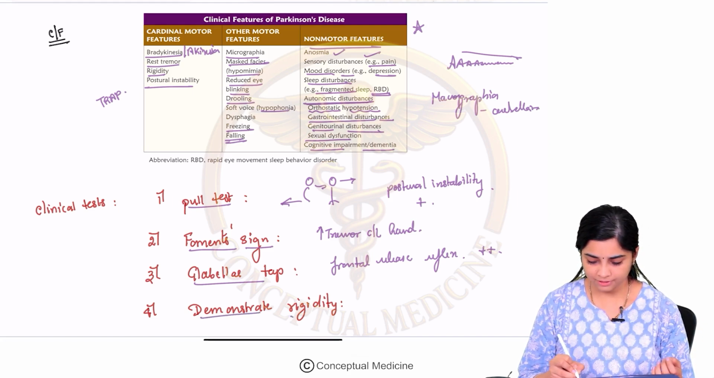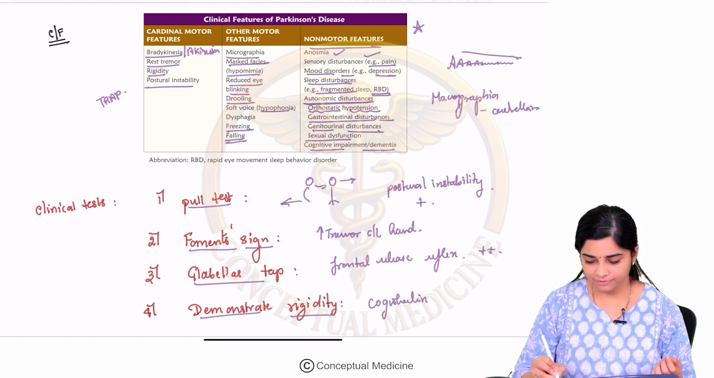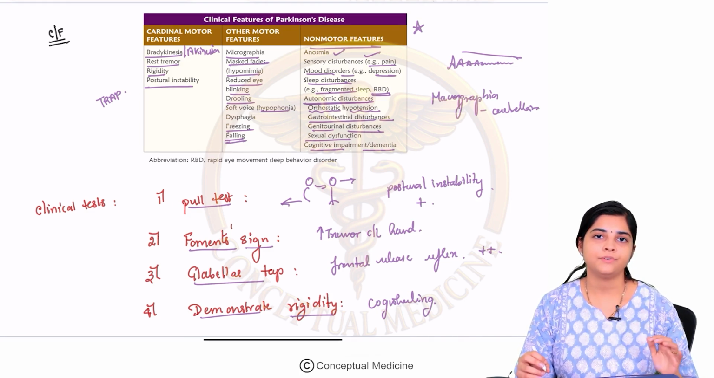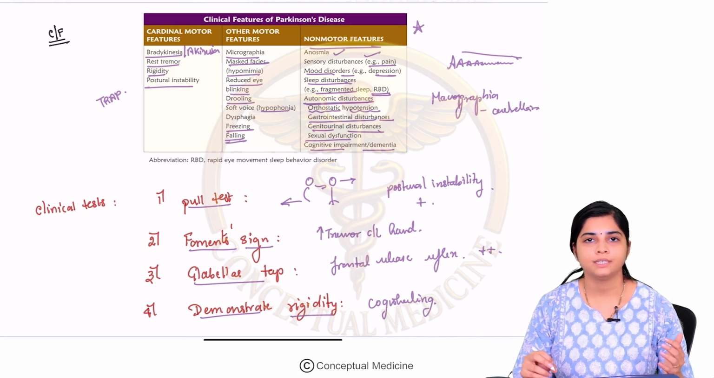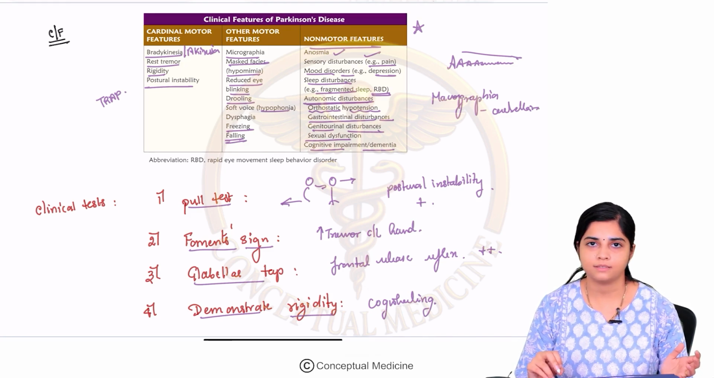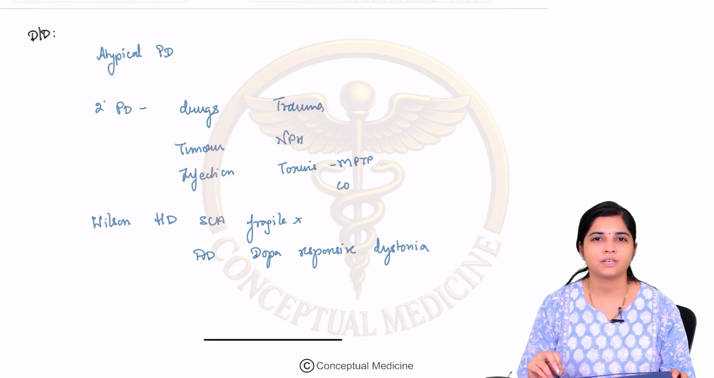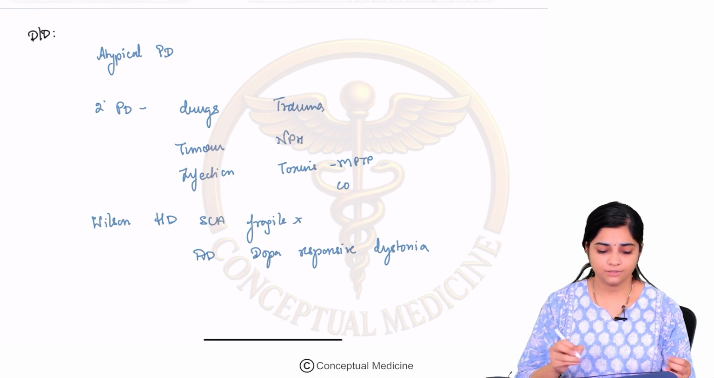Then you have to demonstrate rigidity by cogwheeling. So this is about the various clinical tests that can be used in the diagnosis of Parkinson's disease. So what are the differential diagnoses of Parkinson's disease? A patient comes to you with rigidity, tremors, akinesia. What are the other things that you can think of?